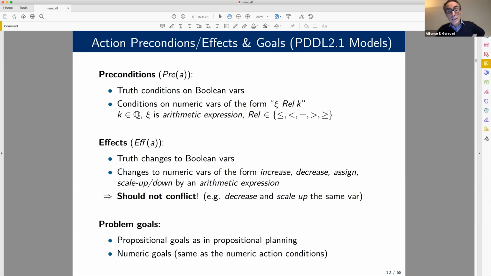Then the problem goals are again as in propositional planning, plus some numeric goals that are equivalent to the numeric conditions that we have in the preconditions. Instead of putting this condition in the precondition of an action, we put it in a goal, and we have a numeric goal.